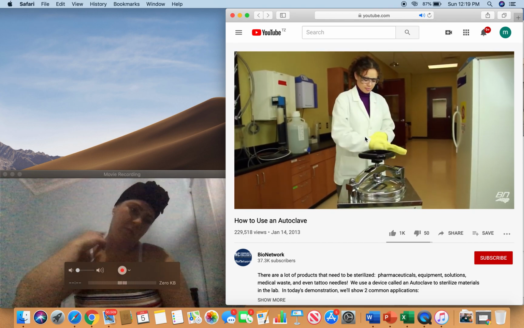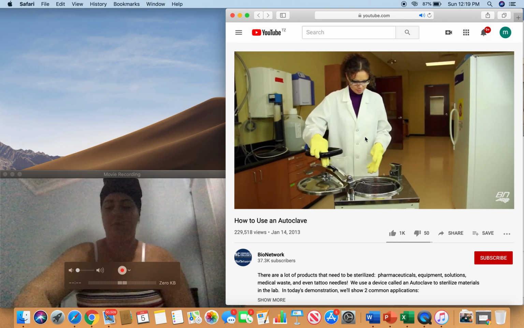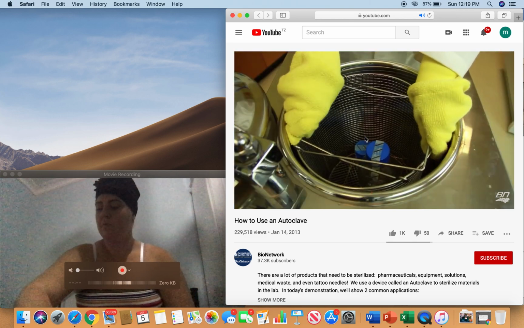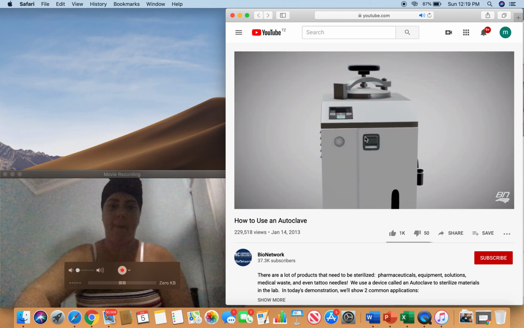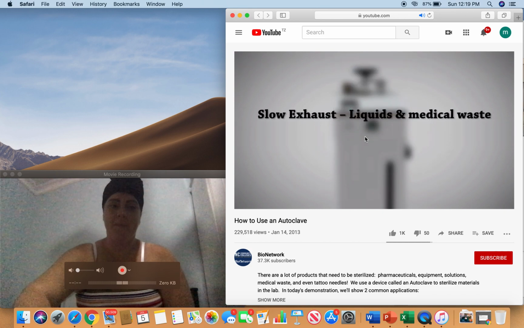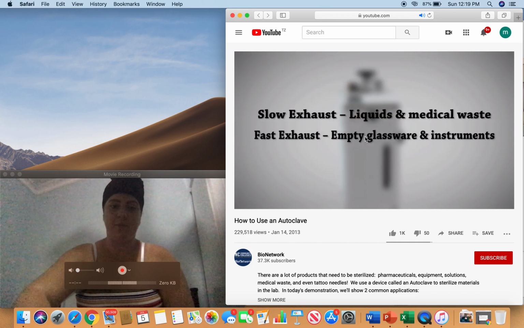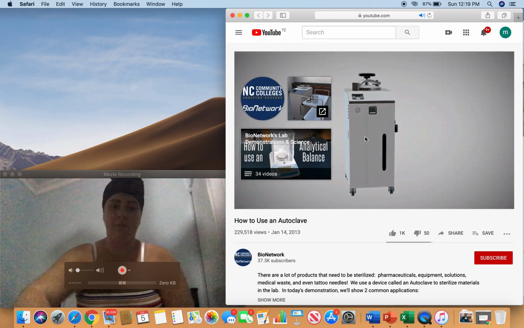Once the cycle ends and the pressure gauge reads 0 psi, slowly open the door and remove the basket. The black lines are visible on the tape, indicating that the proper temperature was reached. The autoclave is now ready for another run. Remember, slow exhaust is for liquids and medical waste. Fast exhaust is for empty glassware and instruments. Now you're ready to go to the lab and use an autoclave.